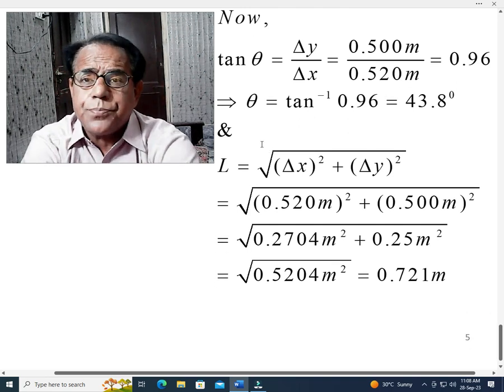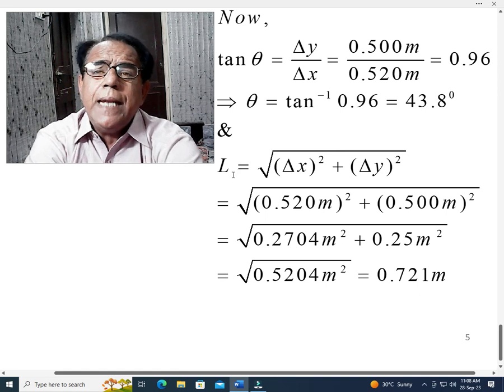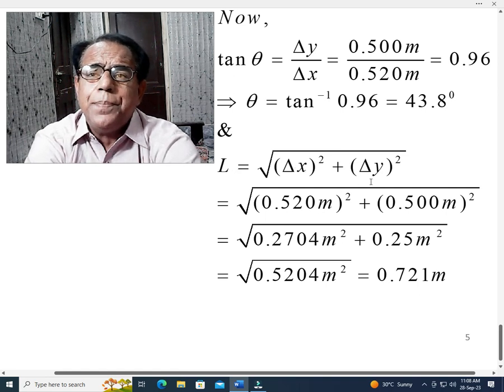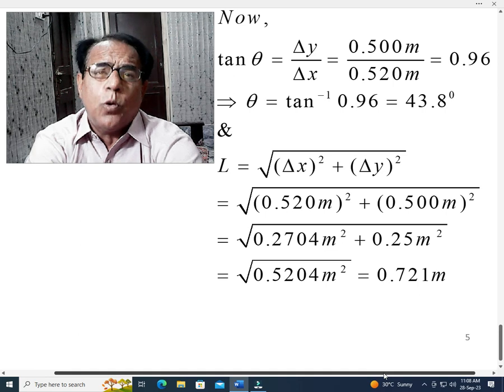And L is equal to the square root of delta x squared plus delta y squared. So putting both these values, L finally becomes equal to the square root of 0.5204 meter squared plus 0.5 meter squared, and it finally becomes equal to 0.721 meter. And this is the end of our problem.